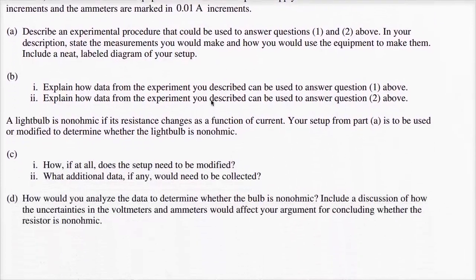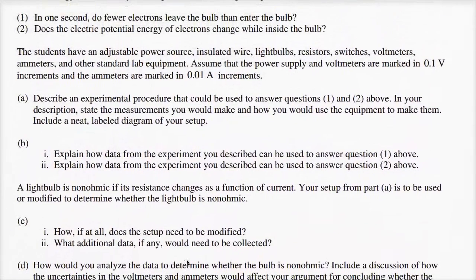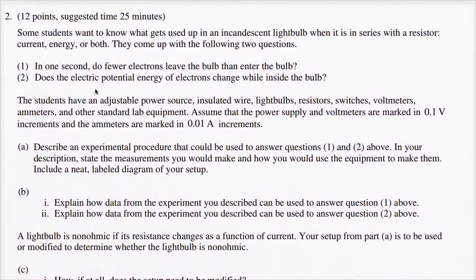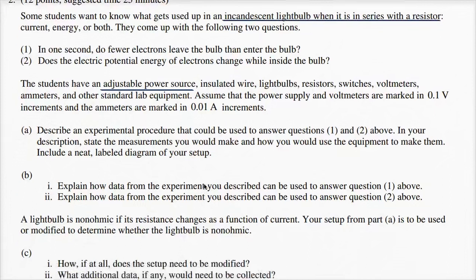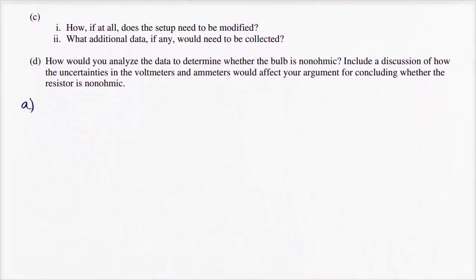All right, so let's do part A right over here. We're going to have a power source, and I think they said it was a variable power source. Did they say that? Yeah, the students have an adjustable power source, insulated wire, light bulbs, resistors, switches, and voltmeters. And they wanted to know about an incandescent light bulb when it is in series with a resistor. So let's make an attempt at drawing this, just the circuit only that they care about.